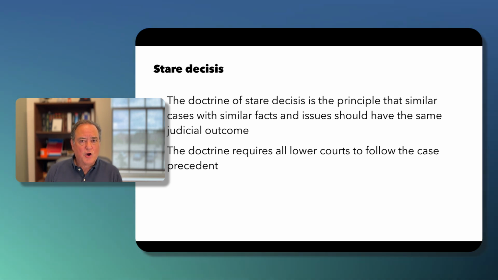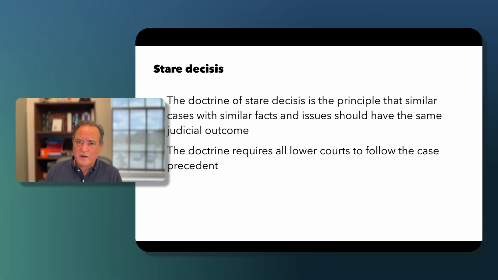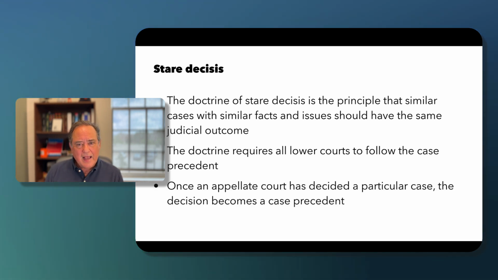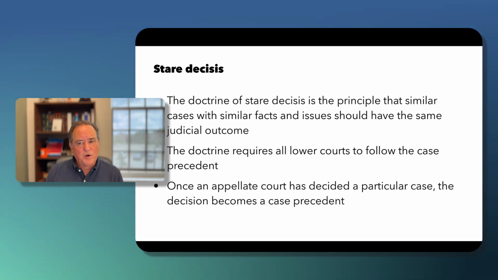When a case is heard by the Oklahoma Supreme Court, every court in Oklahoma must follow the rules that were set out in that Oklahoma Supreme Court case. And when the United States Supreme Court decides an issue, every court in the country must follow the precedent established by the court until such time as the Supreme Court reverses that precedent. So once an appellate court has decided a particular case, that decision becomes a precedent, which then is going to become the law for all practical purposes because of this doctrine of stare decisis.